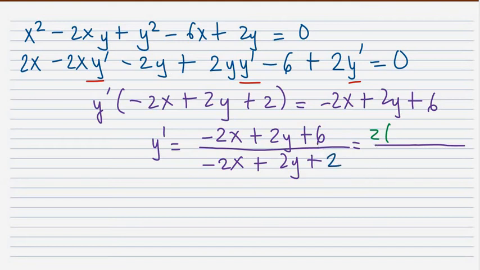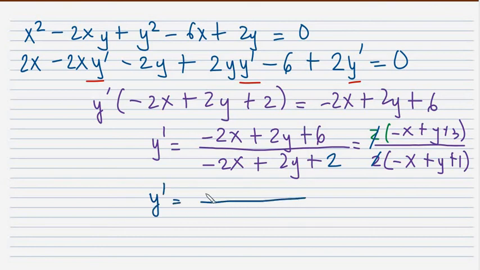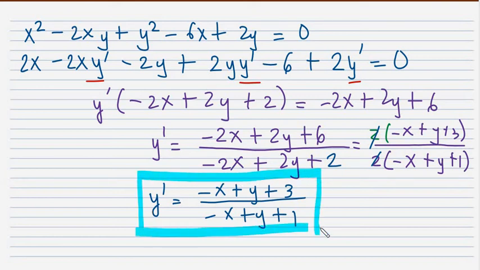So factor out 2 from the numerator. So 2, this will become negative x plus y plus 3. And then factor out 2 from the denominator, negative x plus y plus 1. So 2 cancels out, and the final answer will now be negative x plus y plus 3 all over negative x plus y plus 1. That is our final answer.